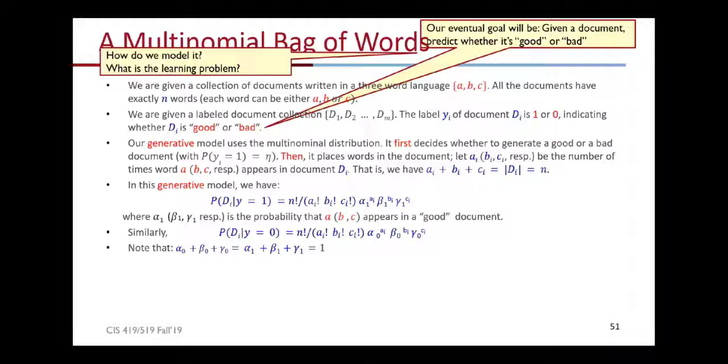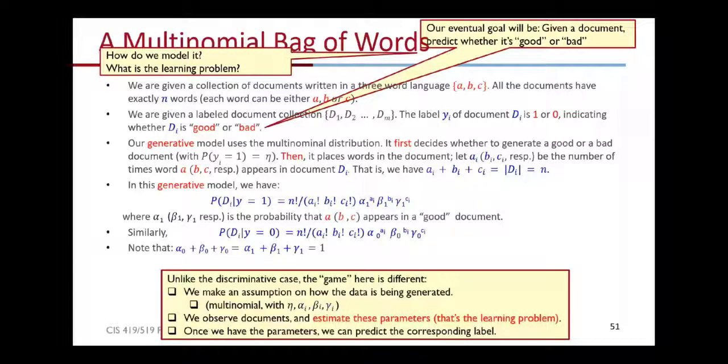So that's what we have now. We know that the sum of the a_i, b_i, c_i is N, the number of words in the document, and the sum of alpha 1 plus beta 1 plus gamma 1 is equal to alpha 0, beta 0, gamma 0, and they're 1. That's it. So now I have the complete model.